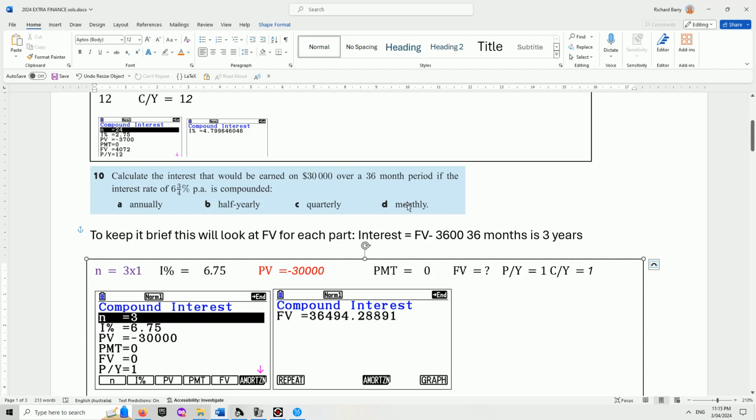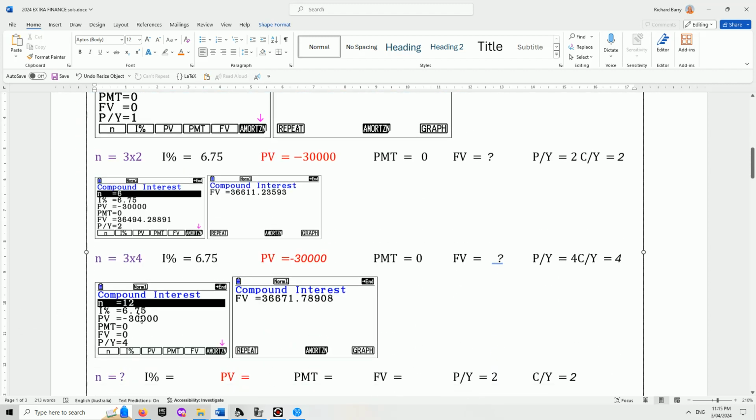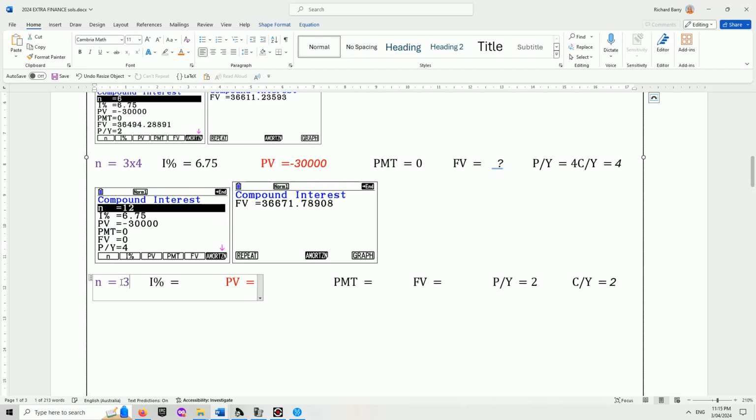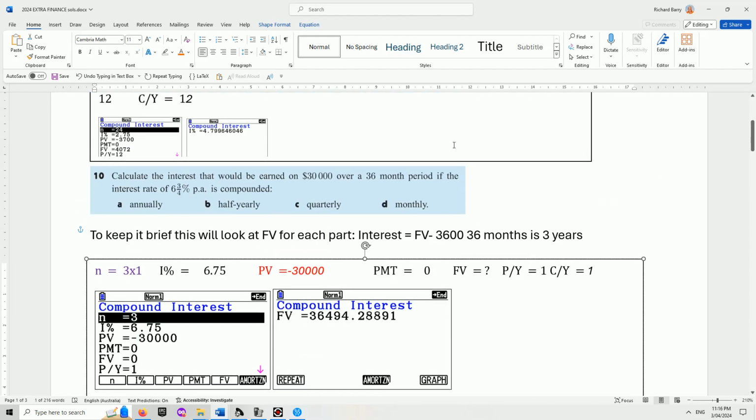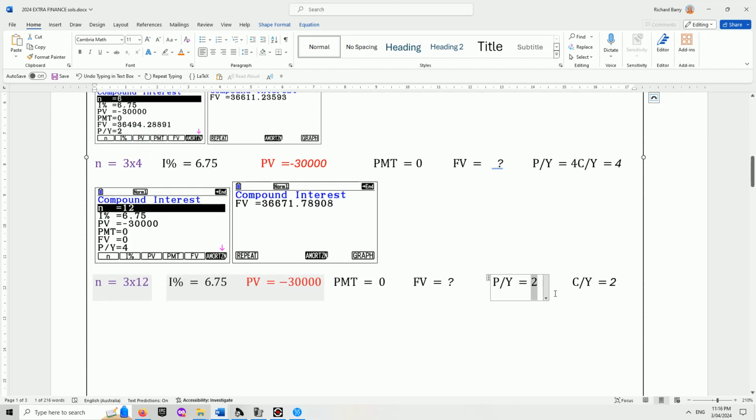Monthly. 3 years monthly, so it's going to be 36 separate payments. So let's do it. 3 years times monthly. 6.75 has not changed. Minus $30,000 is put in. Every time it's an investment, PV is a minus number. Not making any regular payments. That'll be later in this. This is what I'm looking for. Show the teacher you know what you're looking for. And monthly, the word monthly, P/Y, C/Y are both 12.